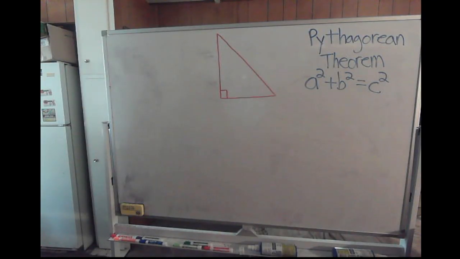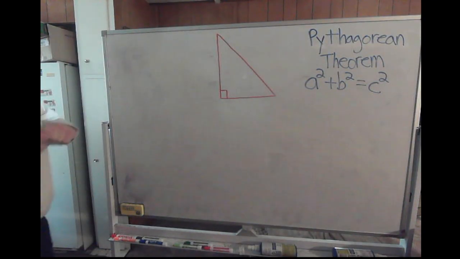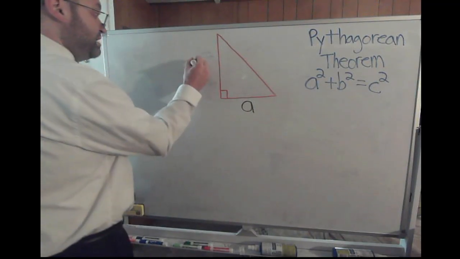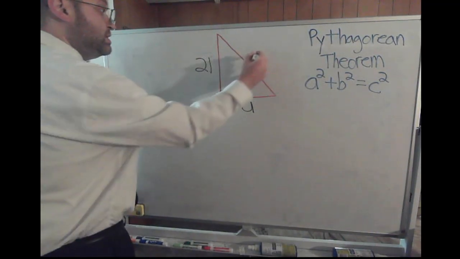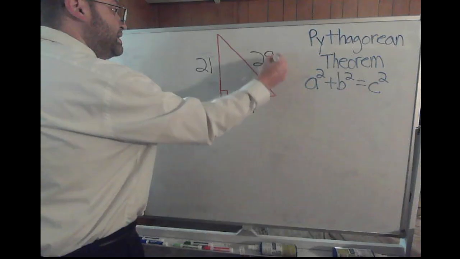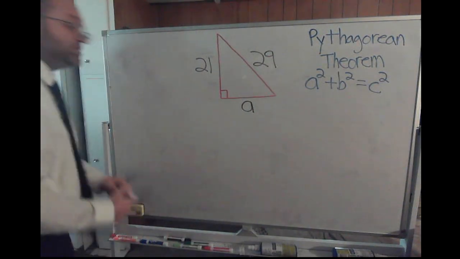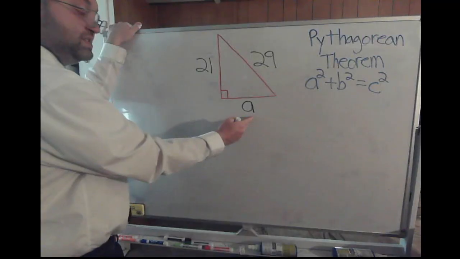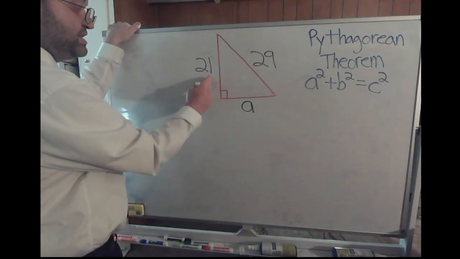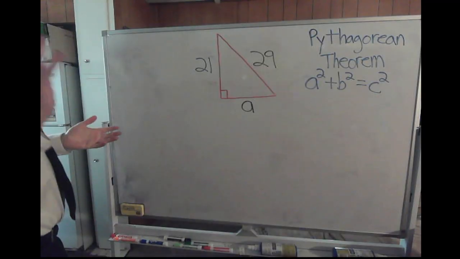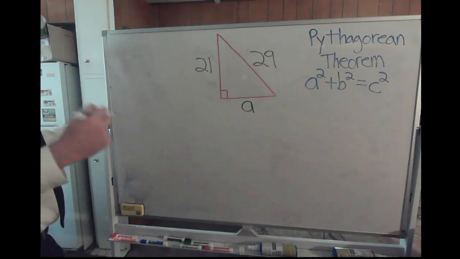Now here's where we hit a snag. We don't know side A this time. We know side B is 21. Side C is 29. So we have a little bit of a reversed situation here. We don't have a clue what side A is, but we know side B is 21, side C, the hypotenuse, is 29. Well, it's still the same process, okay?